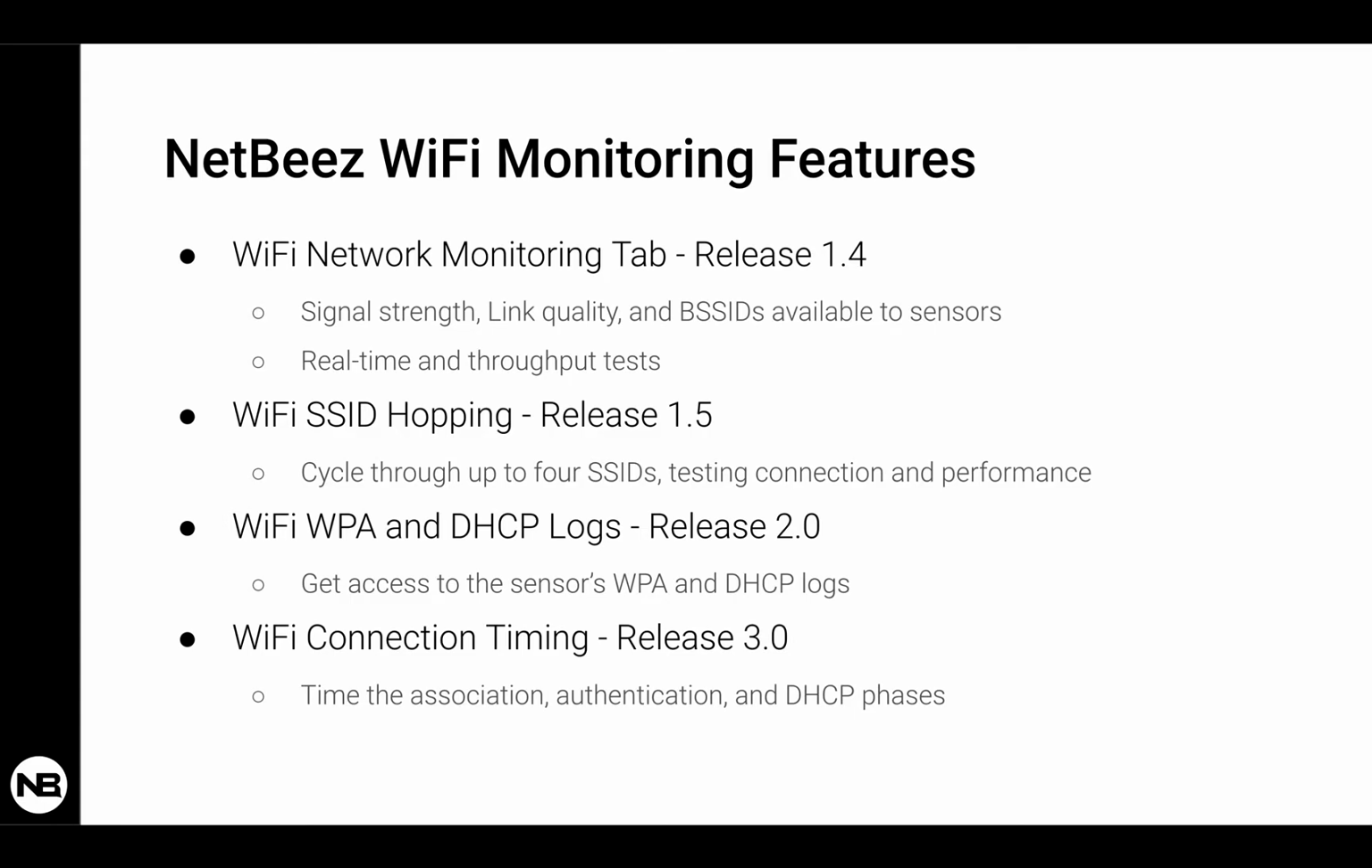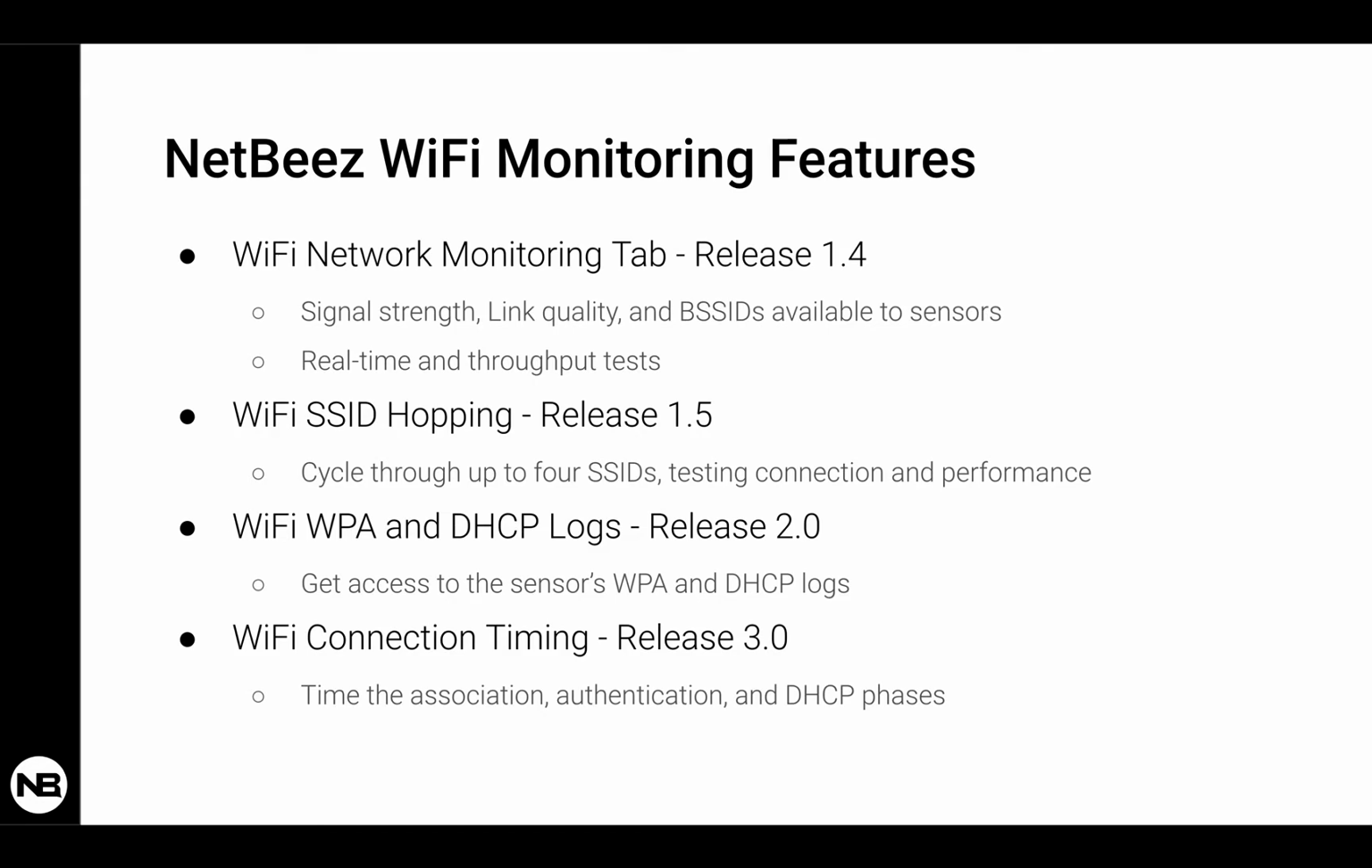This is a tab where the user can review aggregated information from all the NetBeez Wi-Fi sensors deployed in the network. So things like signal strength, link quality, and also the BSSIDs that the sensor connected to are all available there. And this is a great way to understand the quality and the performance of a specific SSID, and also identify those agents or areas in your network that have bad link quality or signal strength and so on.